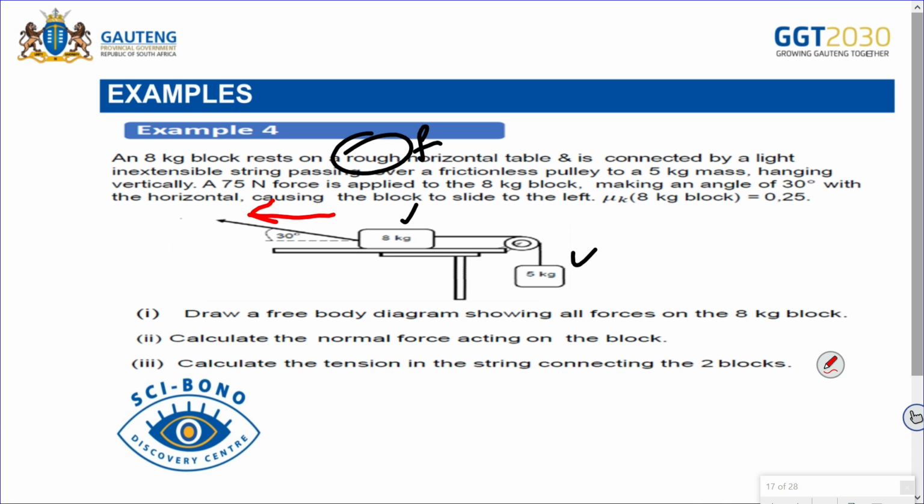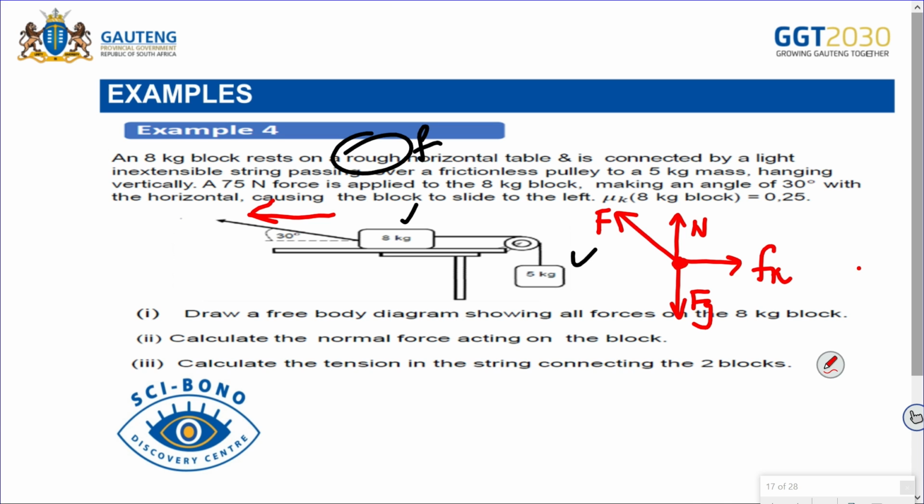Then they want us to draw a free body diagram, right? So free body diagram for the 8 kilogram. It will be the FG there. You have your normal force, force applied, which is that 75 newtons. And then it's a rough surface. We are told that it slides to the left, which means that the frictional force will act to the right. So this is the free body diagram.